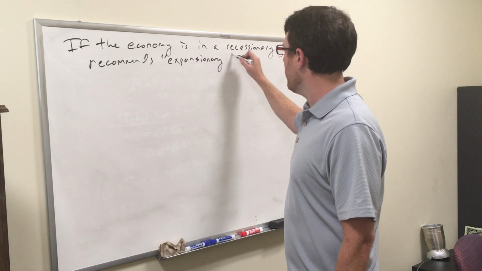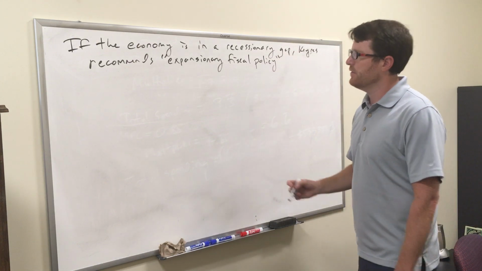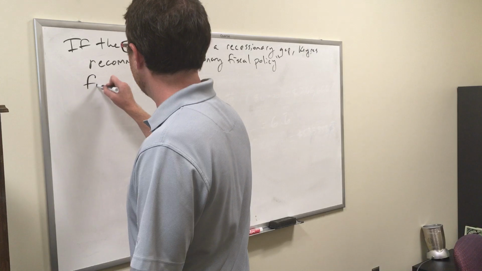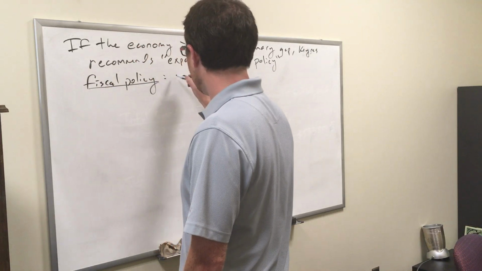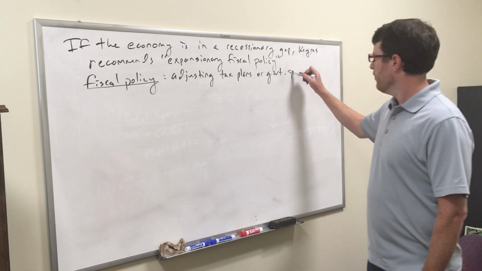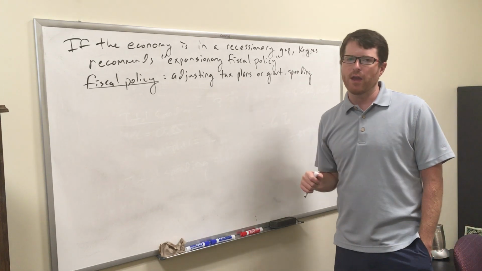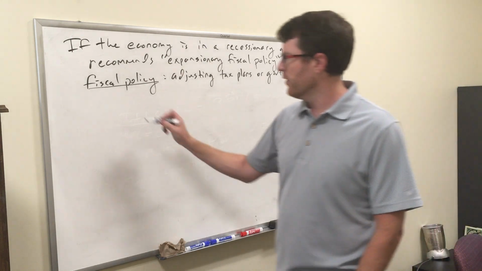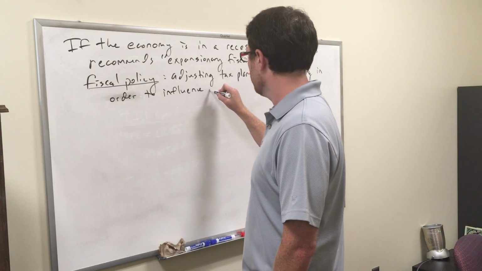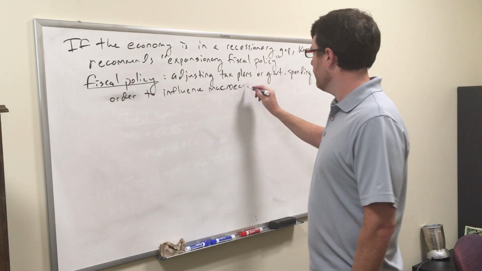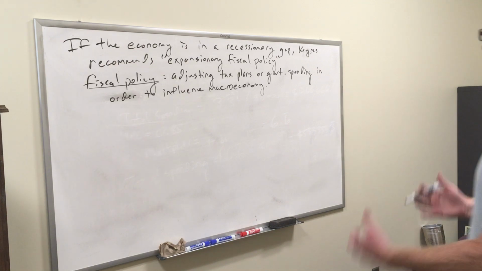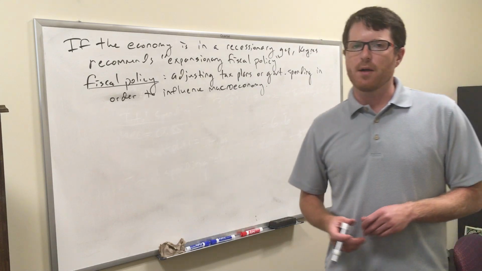He recommends something called expansionary fiscal policy. Fiscal, something you'll hear in the news and such. Fiscal policy basically just means adjusting the tax plans or government spending, the money that government takes in through taxes and the money the government spends, in order to influence the macroeconomy. So fiscal policy just generically means messing with the tax plans and government spending in order to change the way the economy is operating.